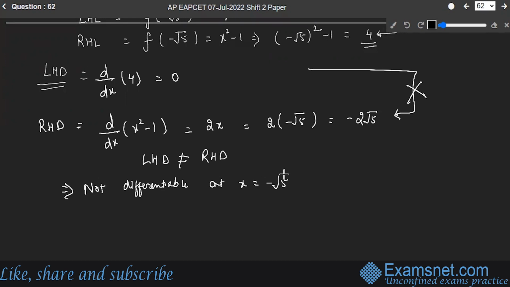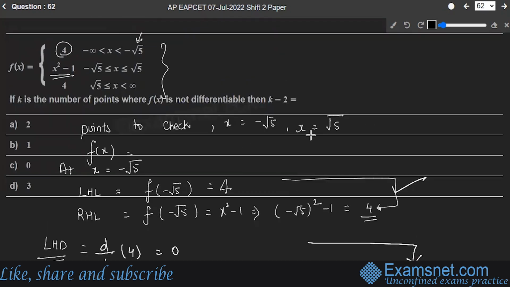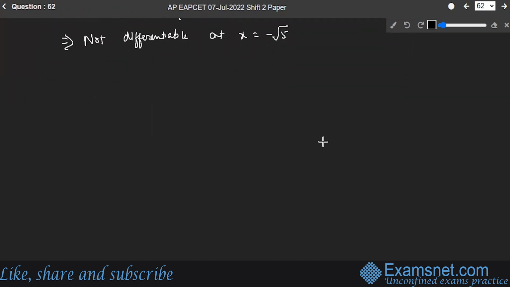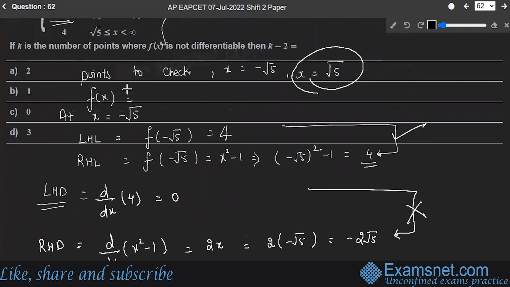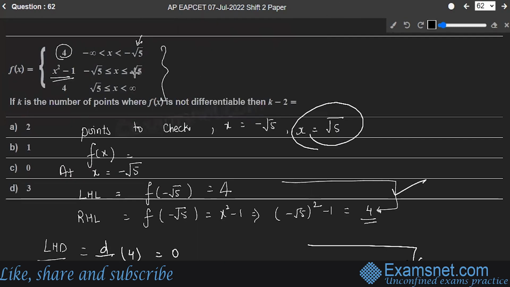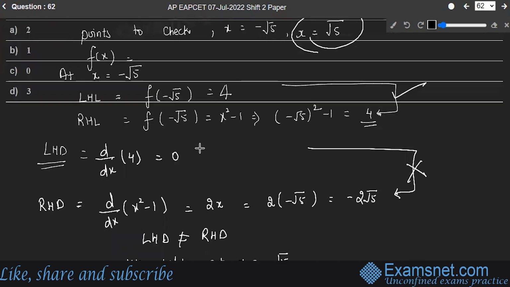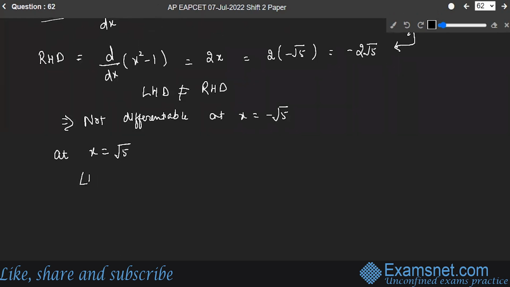Now, let's move to the second one. The point to check was x equal to root 5. So at x equal to root 5, let's find the limits. They were the same, right? We just calculated it. The left-hand limit and the right-hand limit were the same.